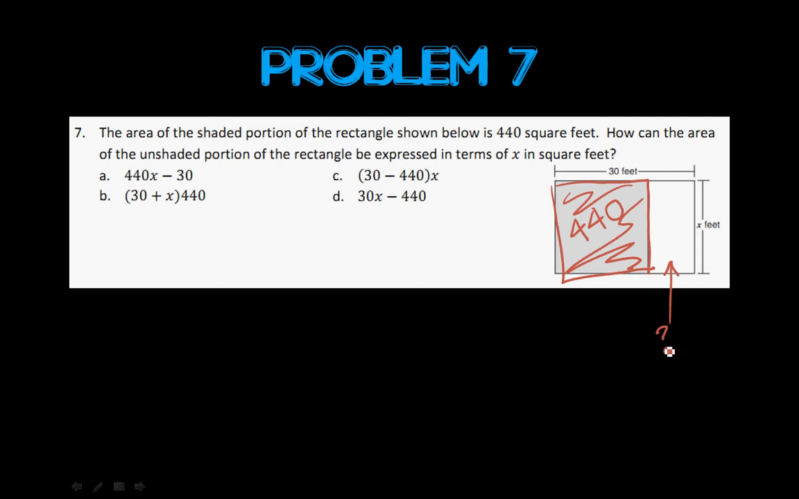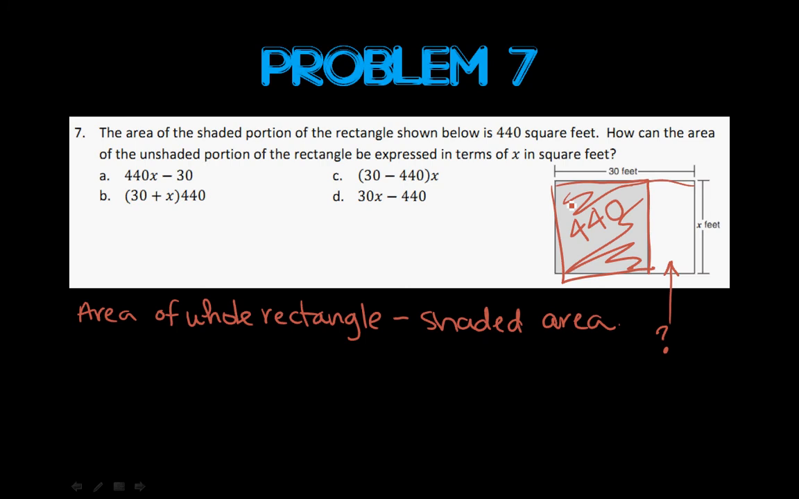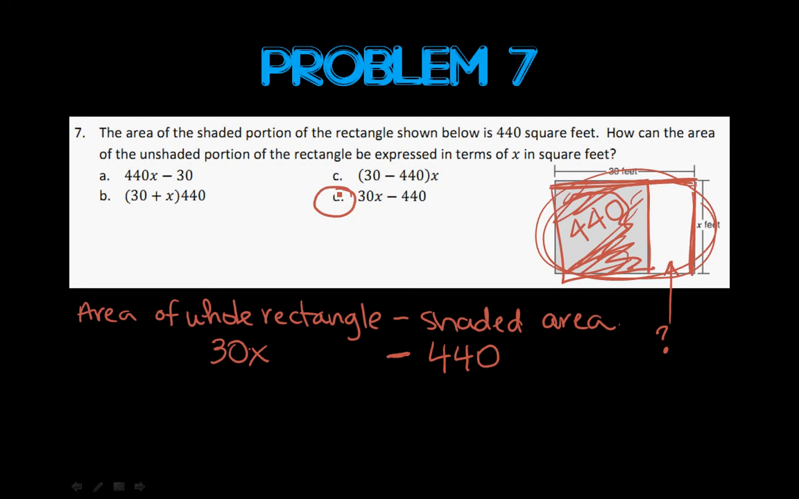What you should see right away, without even thinking about the letters and the numbers, is that the area of the whole rectangle minus the shaded area is what you're looking for. So this whole entire rectangle minus this part in here will leave you with the unshaded part. The area of the whole rectangle is a length of 30 by a length of x. So that's 30x. And then we subtract the shaded area, which they've already told us is 440. We don't even have to think about it. So 30x minus 440 is answer D, and that's the right answer.